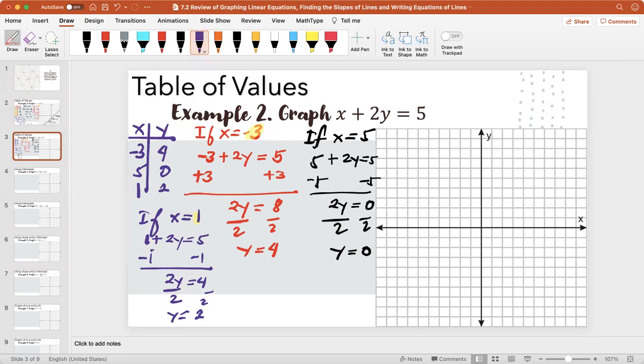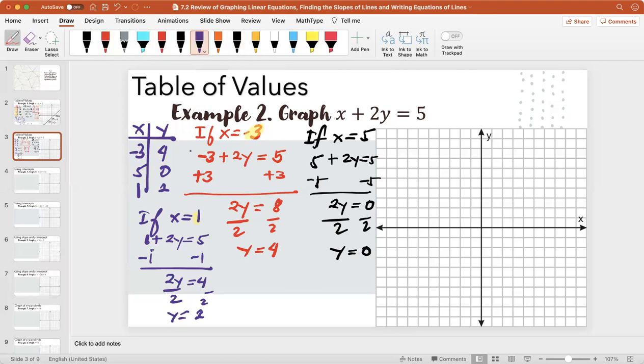In order to graph it easily, a more accurate graph will be obtained if your x and y are integers. Well, what if it's decimal? Then maybe you can change your values for x until such time that you get a y value that is an integer. So it would be easy to plot these points.